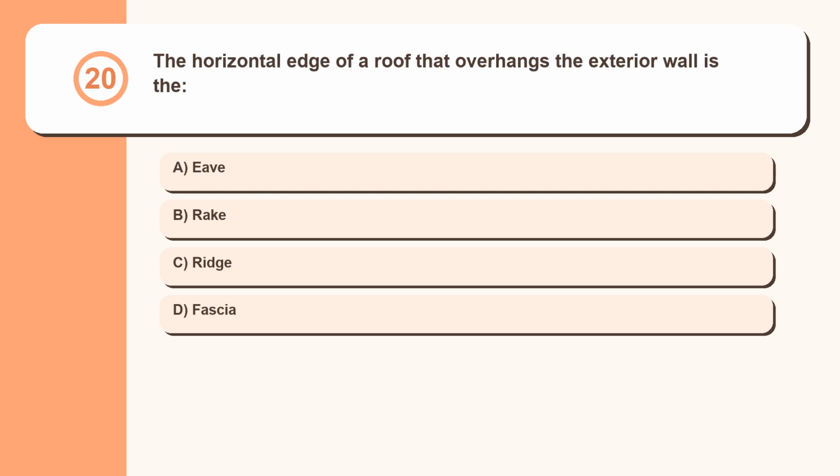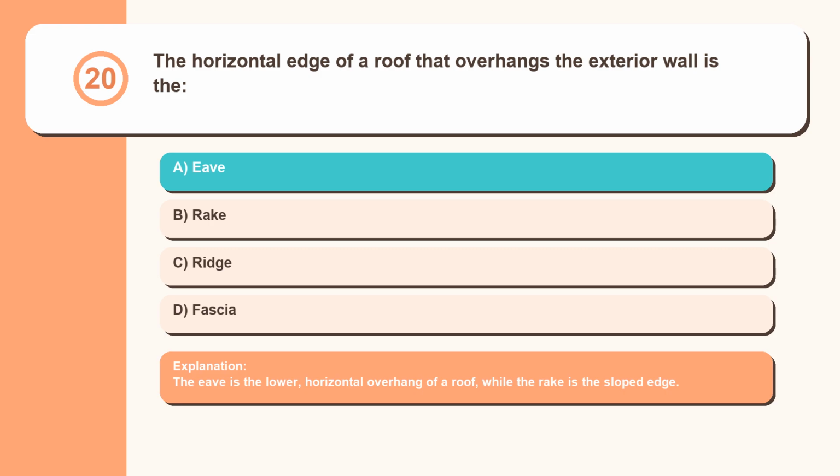Question 20. The horizontal edge of a roof that overhangs the exterior wall is the eave, rake, ridge, fascia. The eave is the lower, horizontal overhang of a roof, while the rake is the sloped edge.